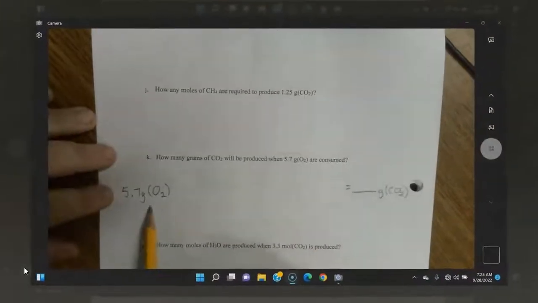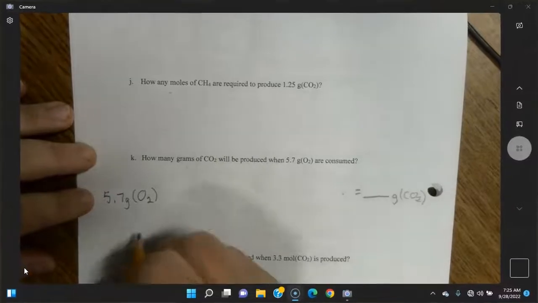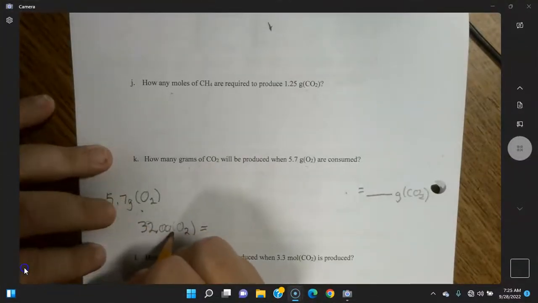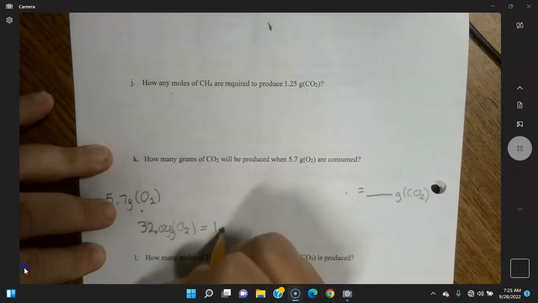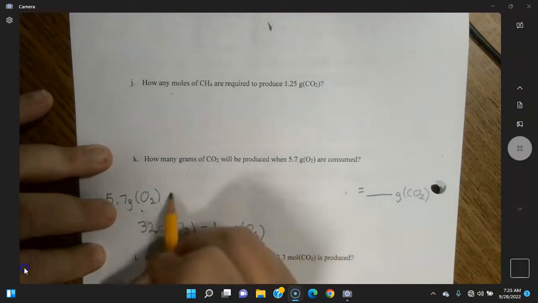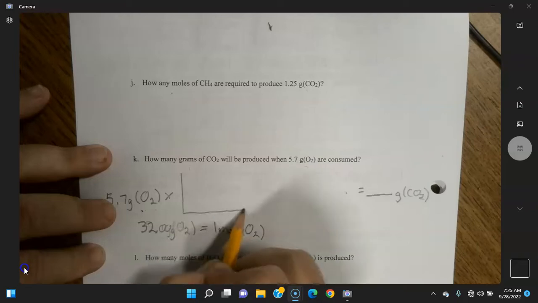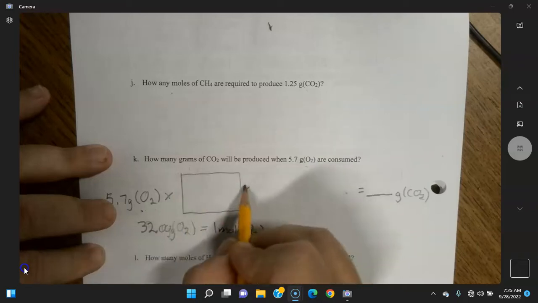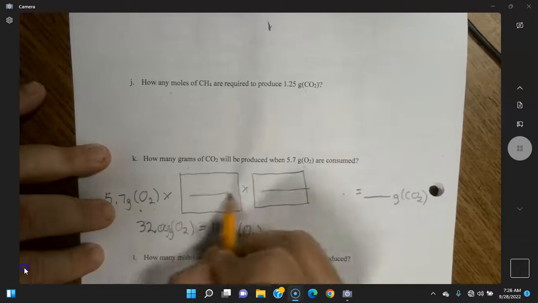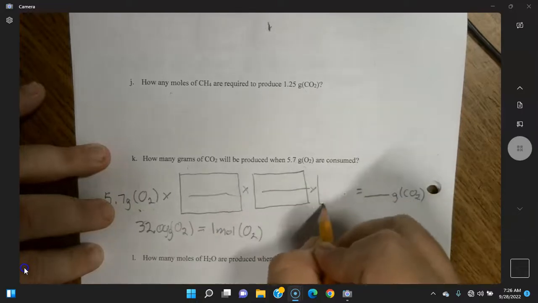So I know I'm going from grams of O2, and I've done enough of these problems that I know grams to moles, so we're going up. So of O2 equals 1 mole of O2. And I didn't draw my boxes, so let me do that. The boxes will soon be optional. I just want you to do it at first to visualize the number of conversions.